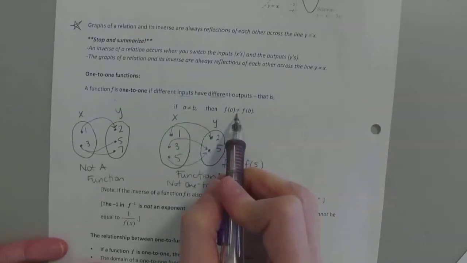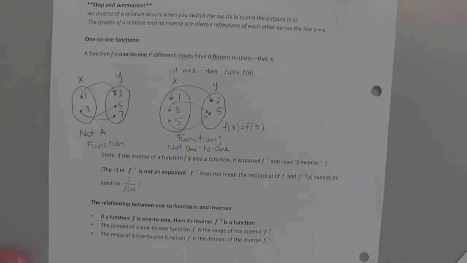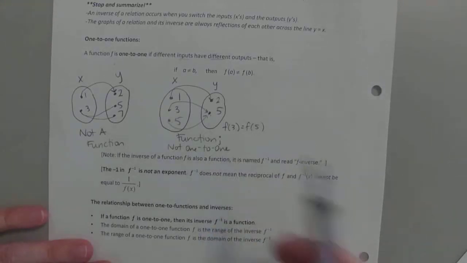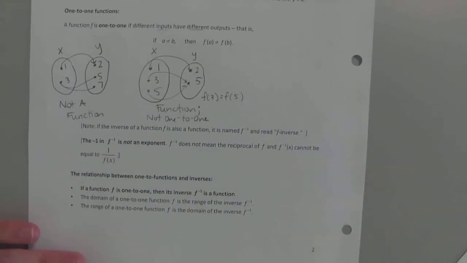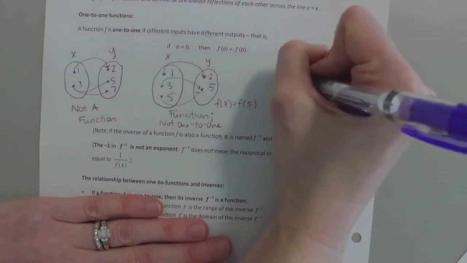So up here, f of 3 equaled f of 5, and that's what we don't want, okay? So notice it says if a doesn't equal b, so 3 does not equal 5, then we don't want their y's to equal each other either, and they do, okay? So that's not 1 to 1.